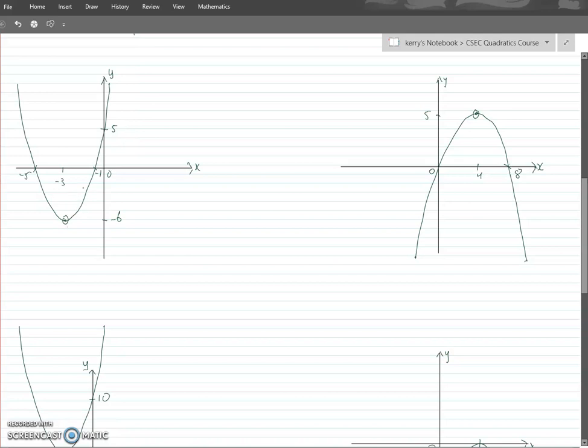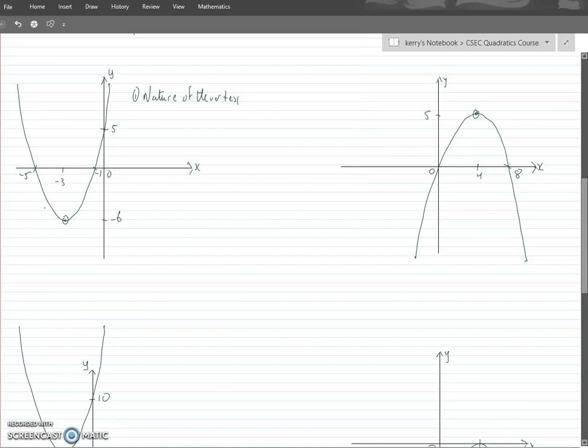All right, so we want to continue with a few examples on identifying the important points from a quadratic, because we want to learn how to sketch these curves. But to sketch these curves, you need to know certain things about the curve. The first thing you need to know is the nature of the vertex. The vertex is either the lowest point or the highest point, depending on the type of curve.